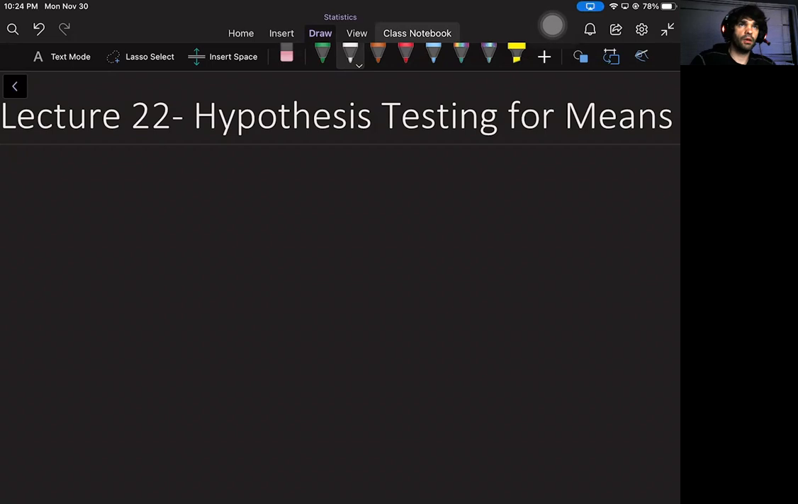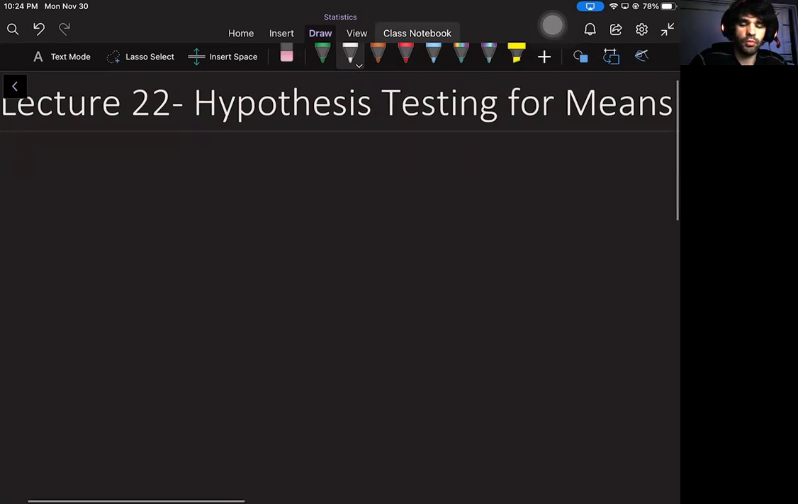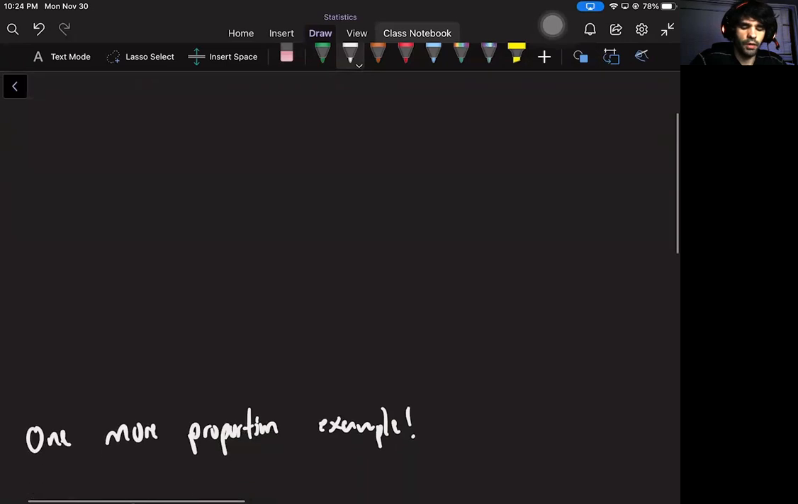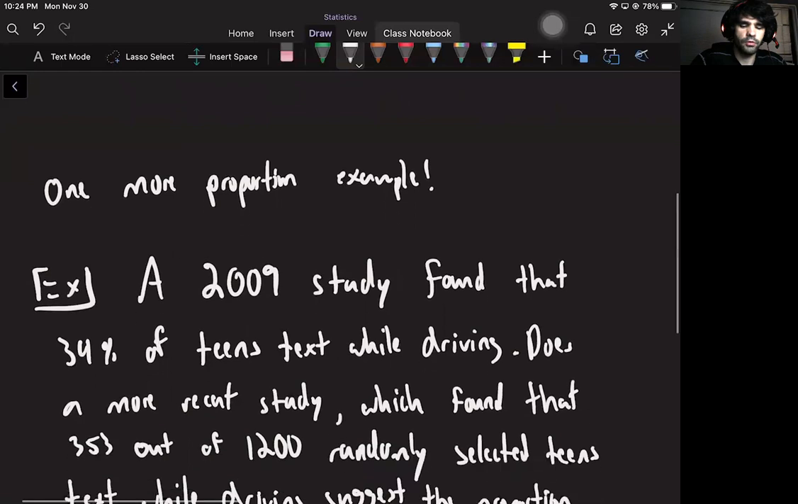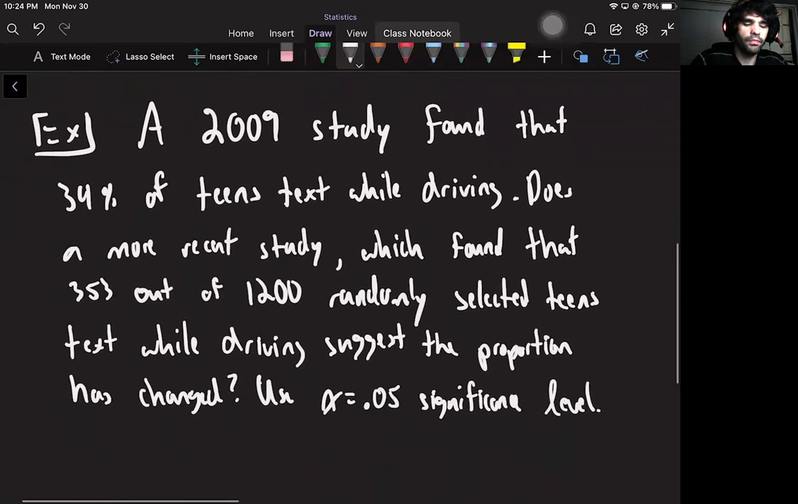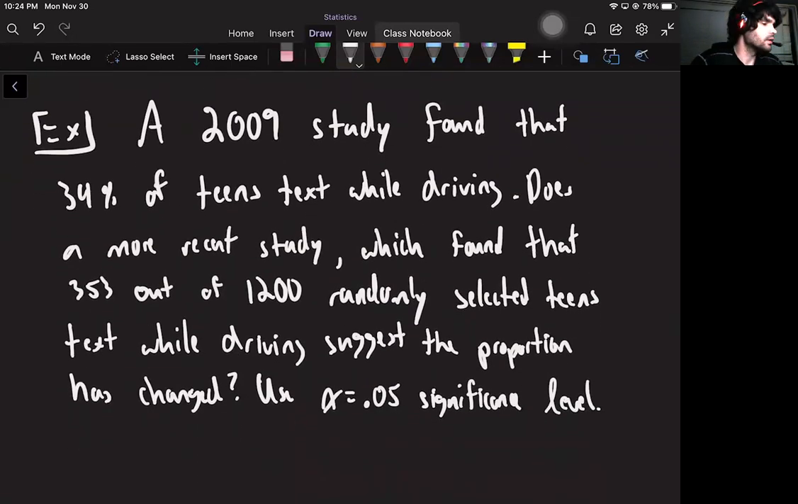So today we're talking about hypothesis testing for means, which is slightly different than last time, but it's very similar. In fact, we are going to start off by doing one more example of hypothesis testing for proportions before we do means. So that's what we're going to do first. There's one last type of example we didn't get to. Okay, so here is the example.